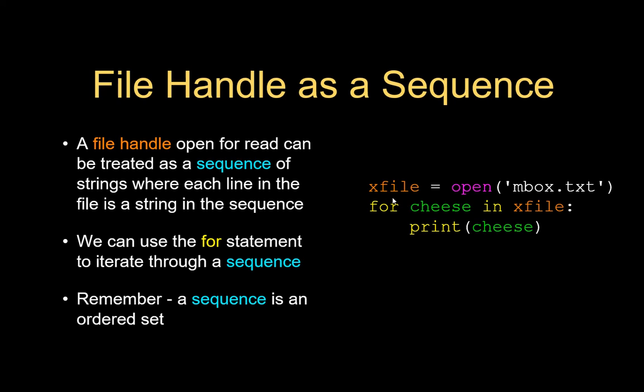Cheese in this example is the line. It's not very mnemonic, but we will change it in the next slide. So basically we have a loop that goes through each line of the file that we open here, and for each iteration of that loop we have a print of that line.